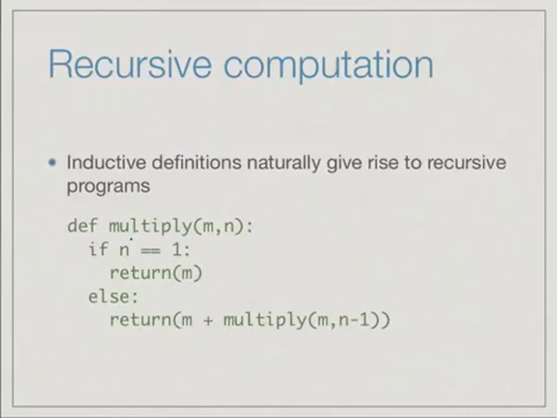We can say the same for multiplication. If we want to multiply m by n, if n is 1, we return m. Otherwise, we add m to the result of multiplying m by n minus 1. Again, we had written that before as m times 1 is m, and m times n is m plus m times n minus 1. So if you have an inductive definition, it immediately gives rise to a recursive function which computes the same definition. The advantage is that we don't have to spend much time arguing that this function is correct, because it directly reflects the inductive definition, the mathematical definition of the function we are trying to compute.